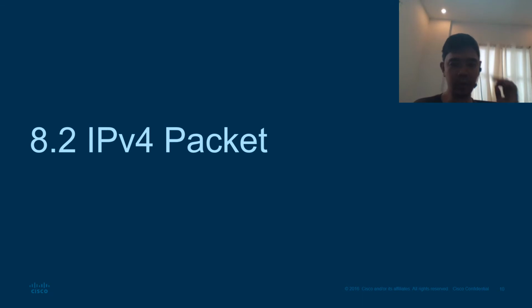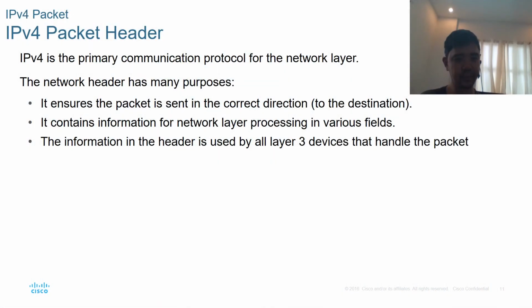And now let's look into the IP version 4 packet. Again, during transmission, data is being encapsulated, covered with added information. So in the network layer, we are to tackle those added information. Again, we call it a packet.